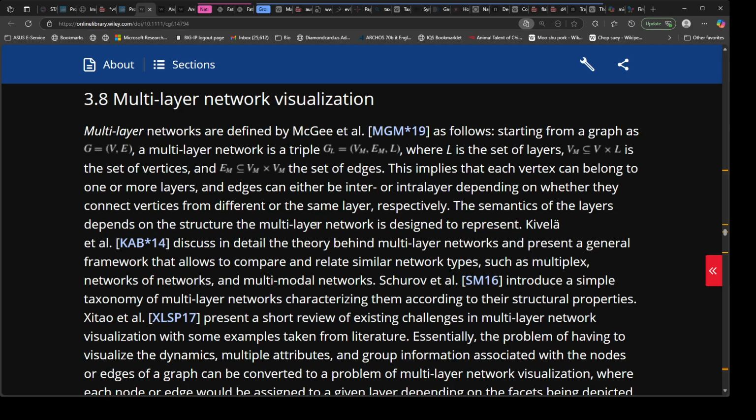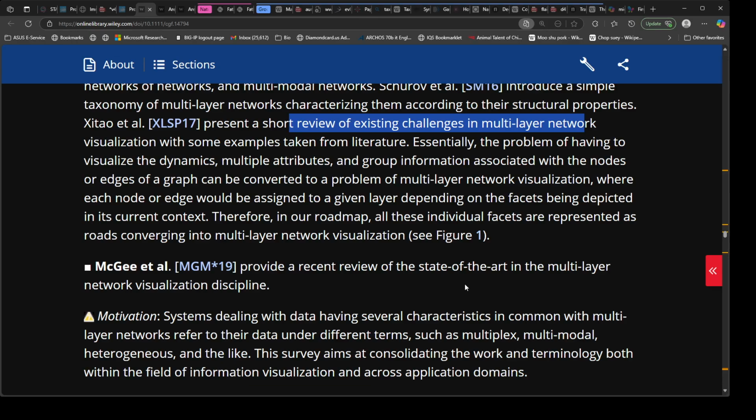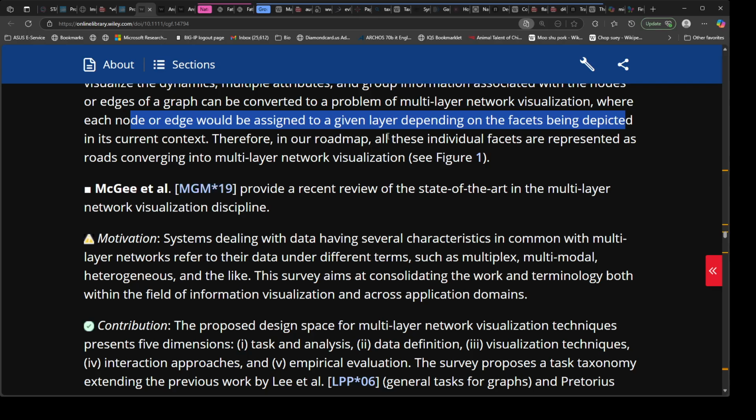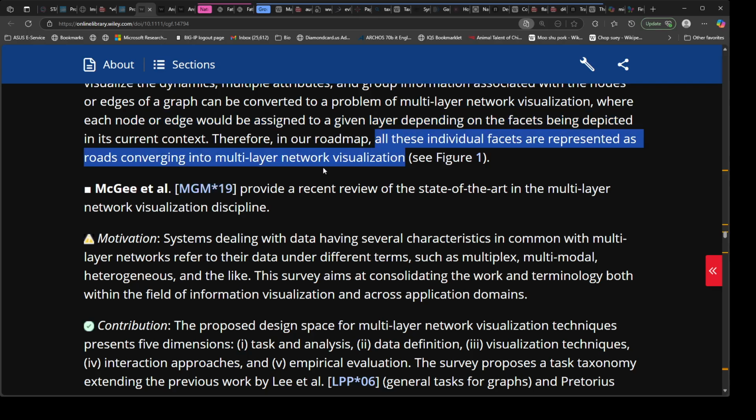Shuroff et al., SM 16, introduce a simple taxonomy of multilayer networks characterizing them according to their structural properties. Xiao et al., XLSP 17, present a short review of existing challenges in multilayer network visualization with some examples taken from literature. Essentially, the problem of having to visualize the dynamics, multiple attributes, and group information associated with the nodes or edges of a graph can be converted to a problem of multilayer network visualization, where each node or edge would be assigned to a given layer depending on the facets being depicted in its current context. Therefore, in our roadmap, all these individual facets are represented as roads converging into multilayer network visualization.